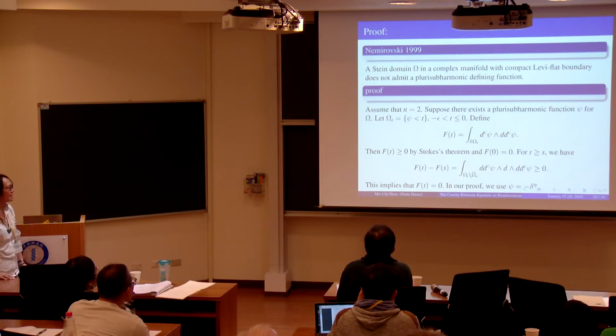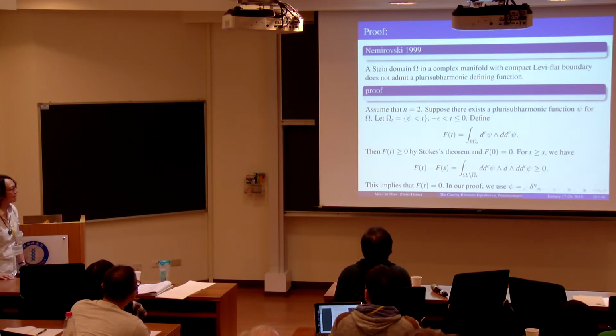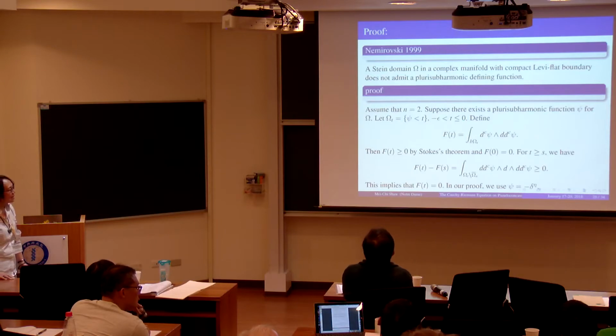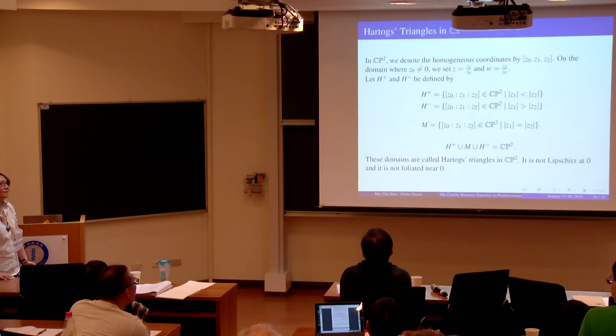And in our case, we take psi to be the bounded pluri-subharmonic exhaustion function, and then inspect the vanishing of the order. That's the proof. So next, let me give an example of this Hartogs triangle.